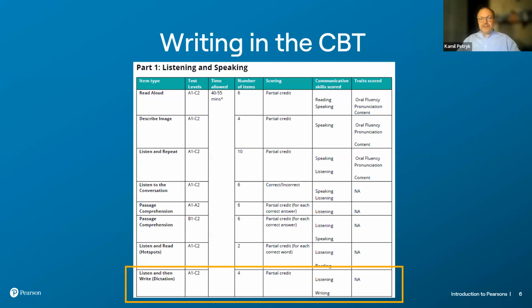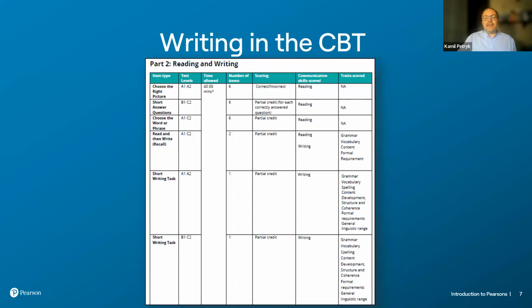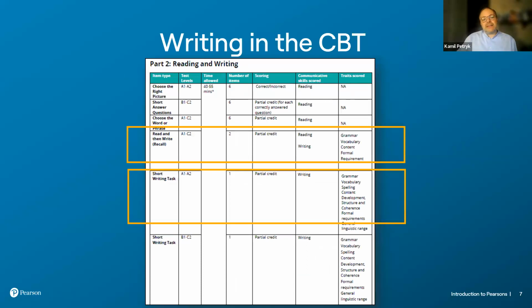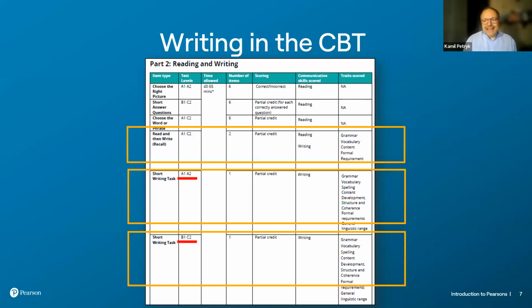So the first task, from part 1 in the exam, is the dictation, which is the listen and then write task. Then 3 tasks from part 2 that we're going to discuss: read and then write, and the short writing task for low levels, which is describing an image, and the short writing task for higher levels, B1 to C2, which is write an essay. So these are the tasks that we're going to discuss, the strategies for the tasks, how to get students ready, and how to develop writing skills for these tasks.